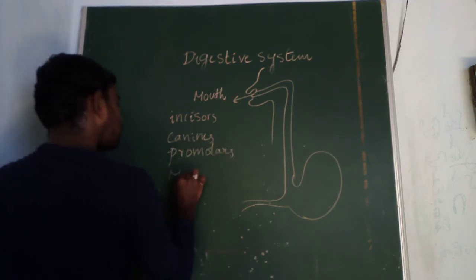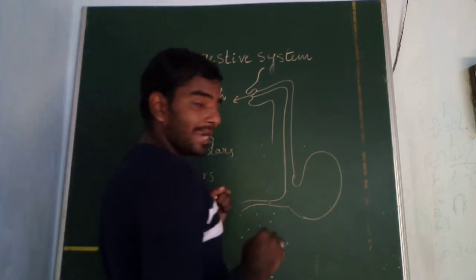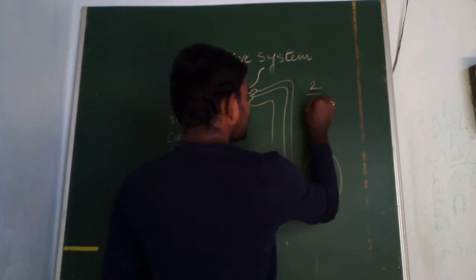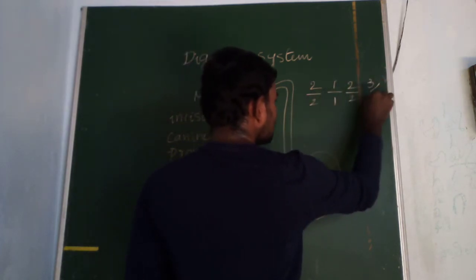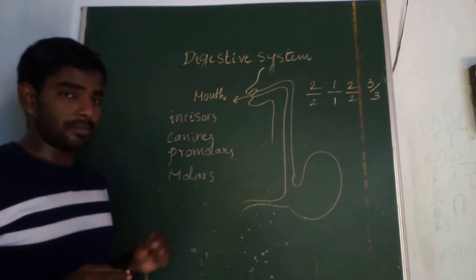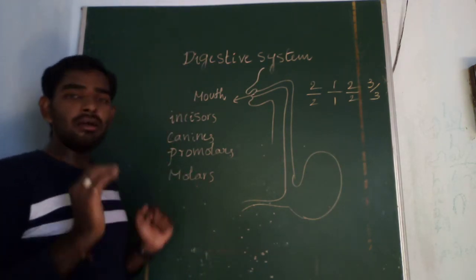and molars. The dental formula of the adults is 2 by 2, 1 by 1, 2 by 2, 3 by 3. So this is a dental formula consisting of four types of teeth: incisors, canines, premolars, and molars.